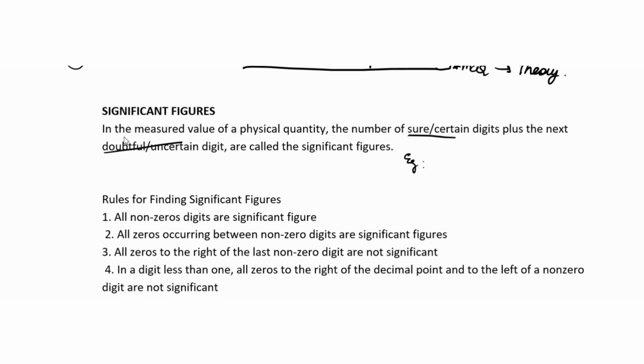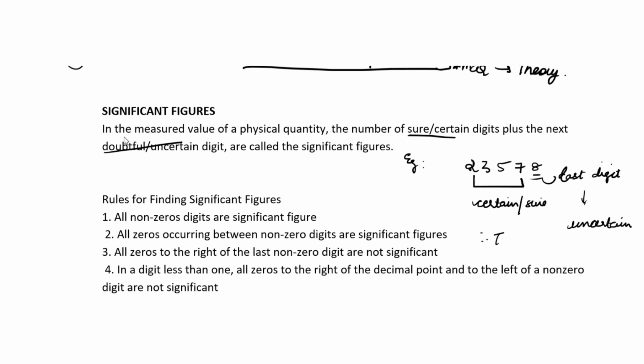So it is nothing but the sum of the certain or sure digits plus the next doubtful or uncertain digit. For example, when you take 2, 3, 5, 7, 8, just a random number, the last digit becomes uncertain and the rest become certain or sure digits, right? So the total number of significant figures is what? 1, 2, 3, 4, 5. Yes, it's 5. So the answer here is 5.